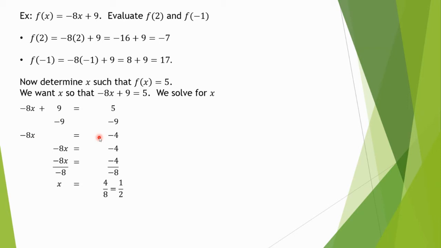Okay, now we divide by -8 because we get x all alone. You know, what you do to one side, you do to the other. So x has to be 4/8. The negatives cancel, which is a half. So when x is a half, f of that gives us 5. That was fun. Okay. So that's with a formula. That's with the formula.